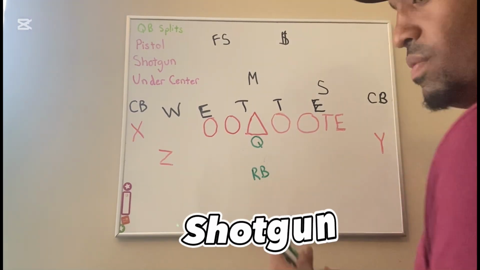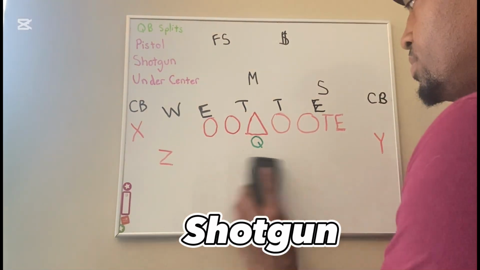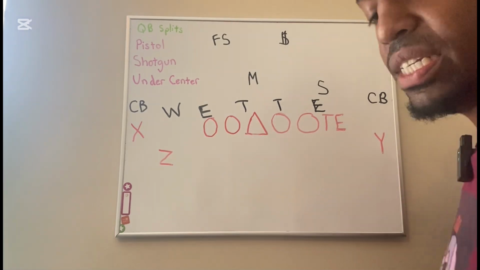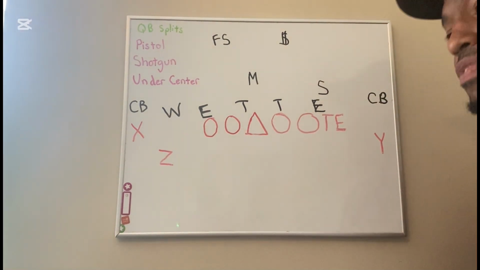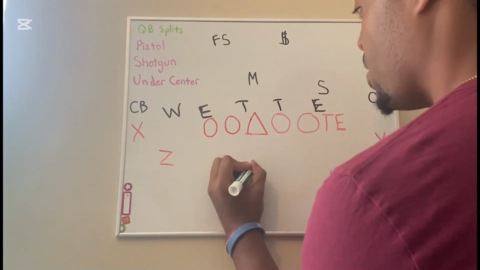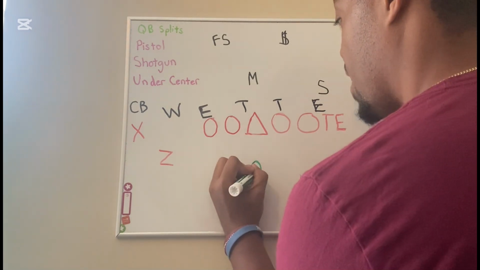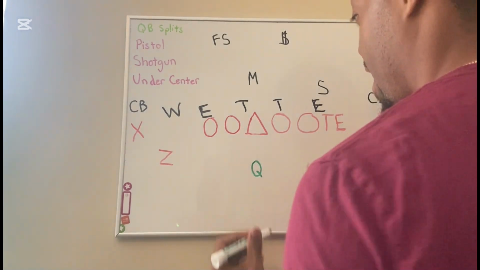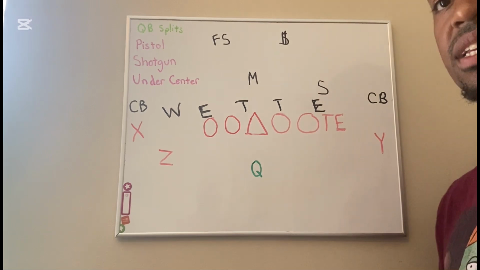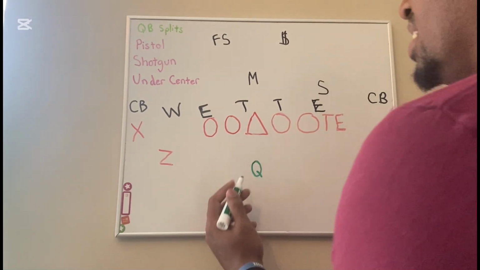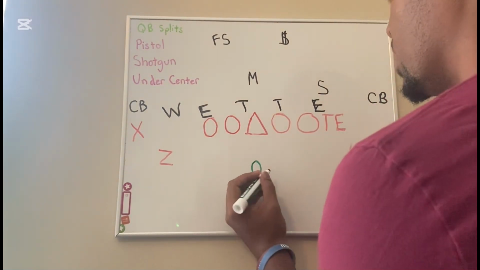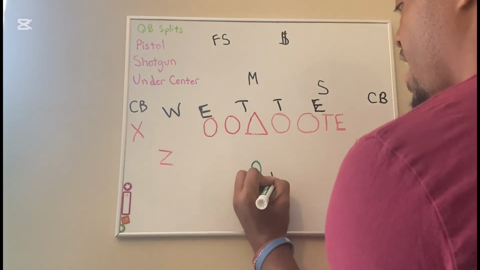When it goes to the shotgun formation, that is used primarily in spread offenses. So the quarterback is about 5 to 7 yards behind the center, while the halfback is what they call offset. And what they mean by offset is he's on either side of the ball. So let's say he's offset right. The halfback is here.